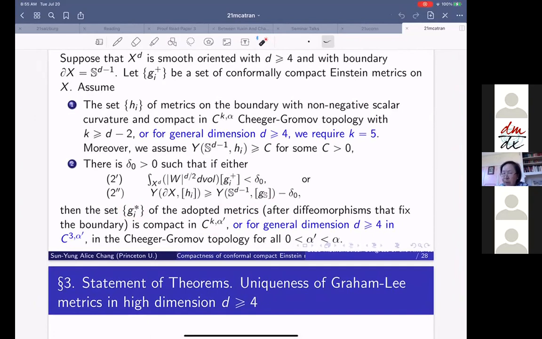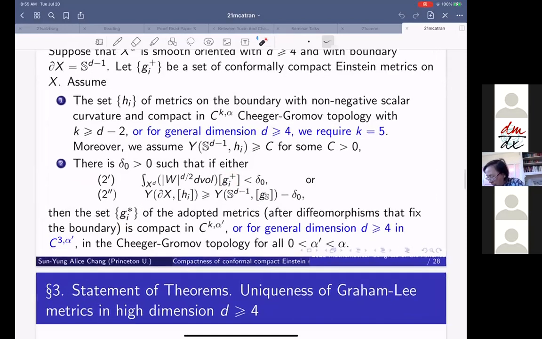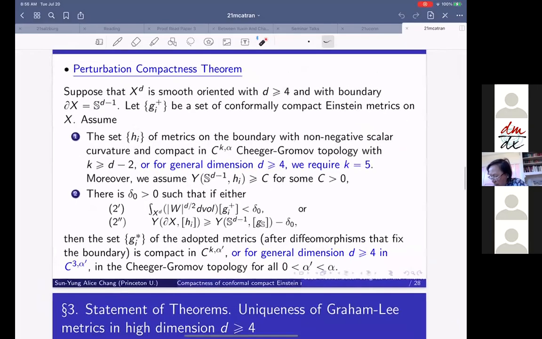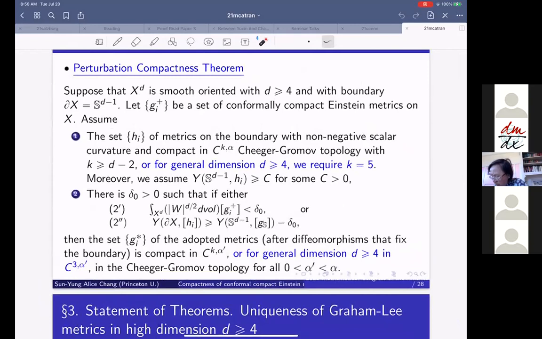So this theorem is nice in the sense that we impose a condition on the boundary, and then we impose some conformally invariant condition on the interior of this conformally compact Einstein metric. Then we conclude the compactness of the interior. So that means we recapture the Neumann data from the Dirichlet data plus this condition. So that's a perturbation result. We call it a perturbation because it perturbs on the neighborhood where the Weyl tensor vanishes.